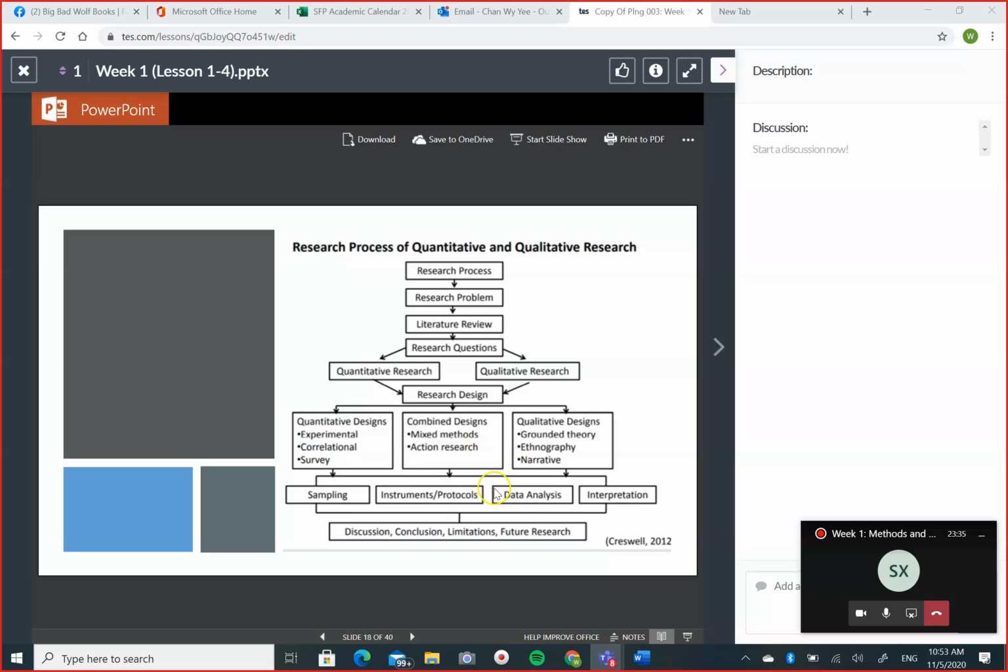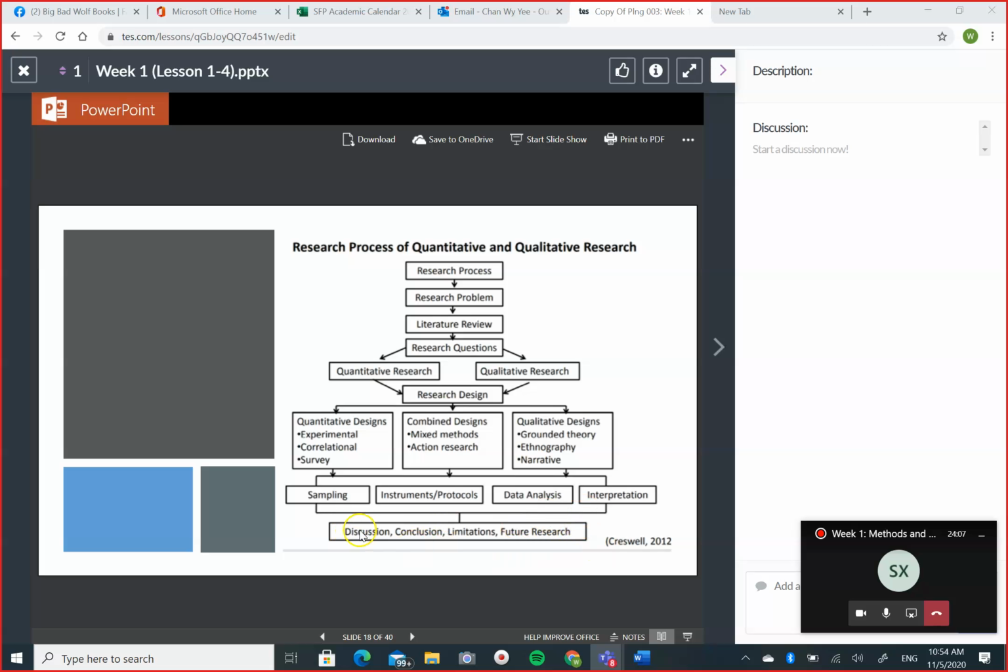Then you will collect data, and when it comes to chapter 4, you have to analyze the data that you have collected. That's why it is called data analysis and interpretation. You have to present the data that you have collected, analyze it, and interpret it. This will be under chapter 4. Then, after you are done with chapter 4, it will come down to discussion, conclusion, limitation, and future research.